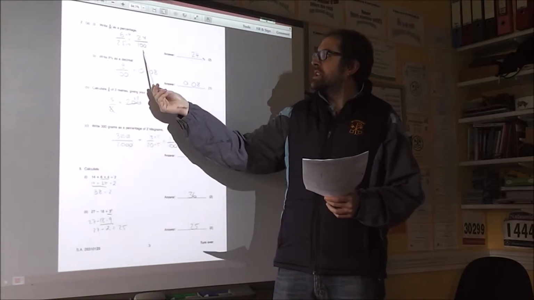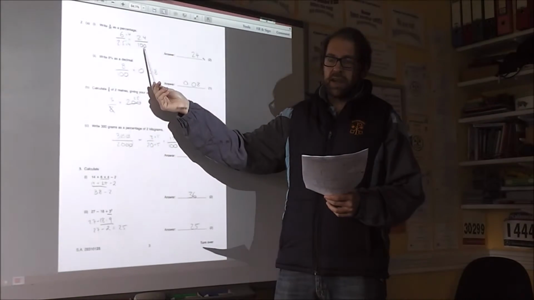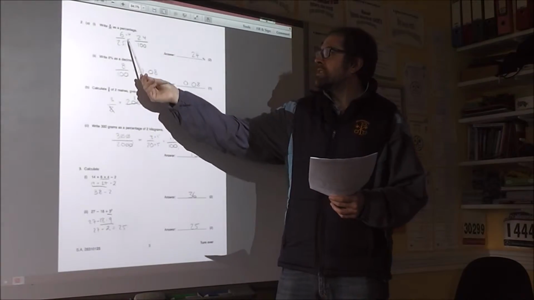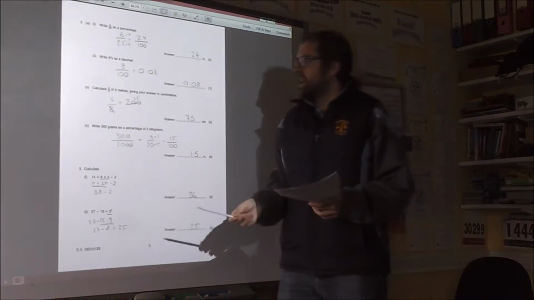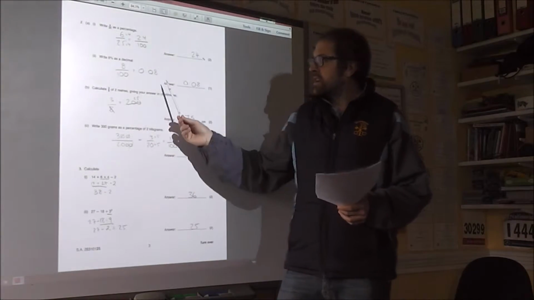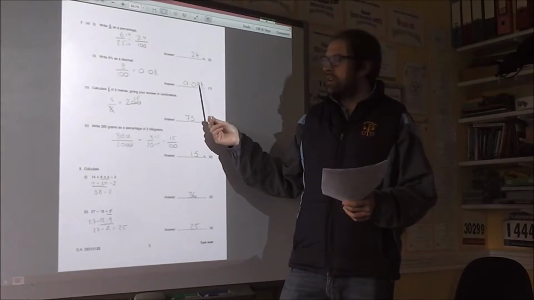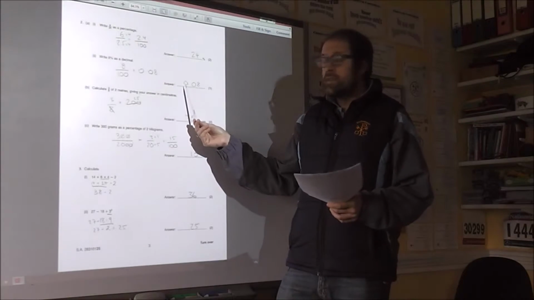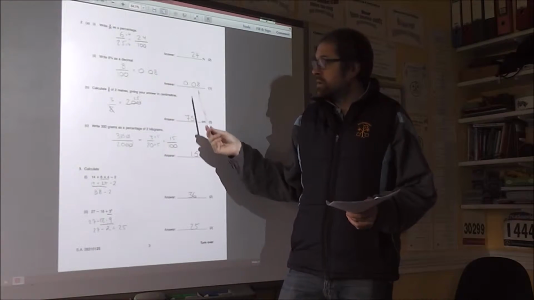To make it a percentage, you've got to have it with a denominator of 100, which means times top and bottom by 4, 24%. 8% as a decimal is 8 hundredths, which is 0.08. And the 0.8 would be 80%, we want 8%.